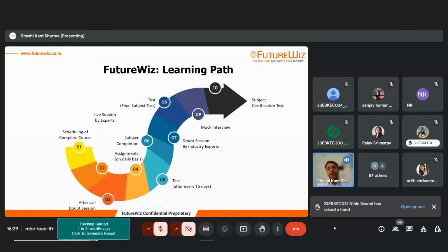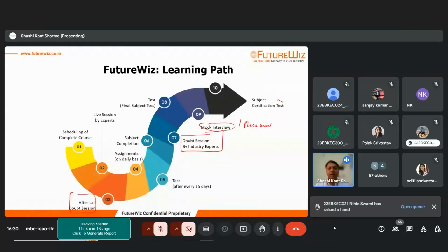Then we complete the subject. Again, there is a doubt session with industry experts. So this is the doubt session by the mentor, and this is the doubt session by the industry experts. They will be giving guidance to the audience on how the industry works and what the industry requirements are. We go for the final test, and those scores are shared with the industries, and they hire the candidates, and finally we go for the certification. Mock interviews and placement assistance are there at the last step.